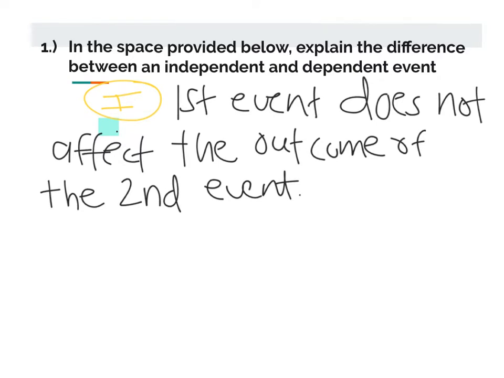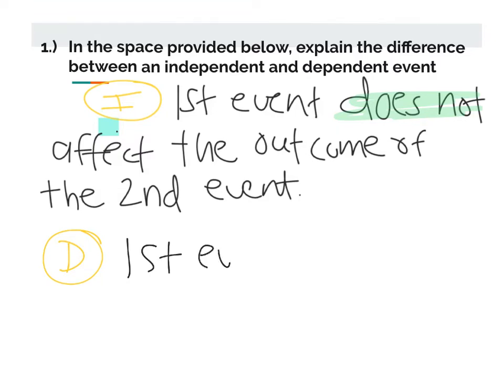spinning a spinner and rolling a dice. When you spin a spinner, that first event does not affect the outcome of what you should get on the dice. Or even if you spin a spinner twice, you spin the spinner the first time, it's not going to affect your spin the second time. So the first event does not affect the outcome of the second event. That is independent. For dependent events, the first event does affect the outcome of the second event.